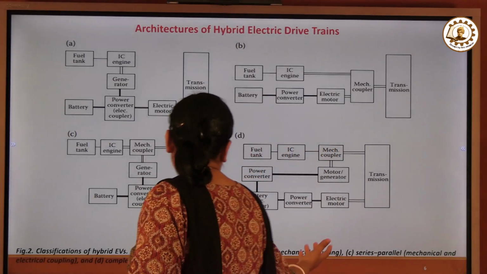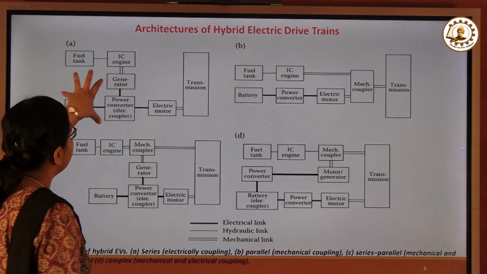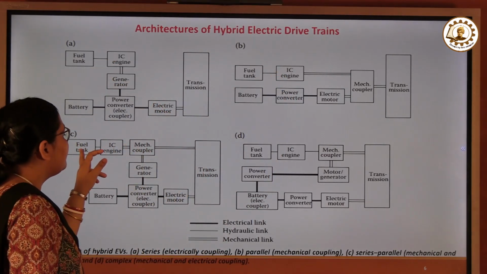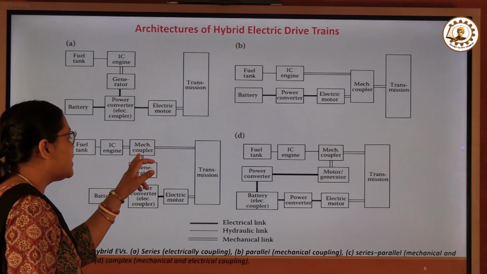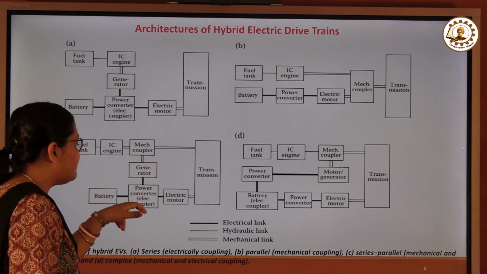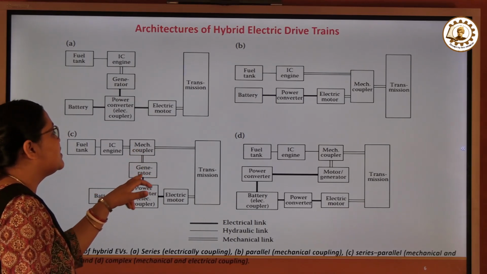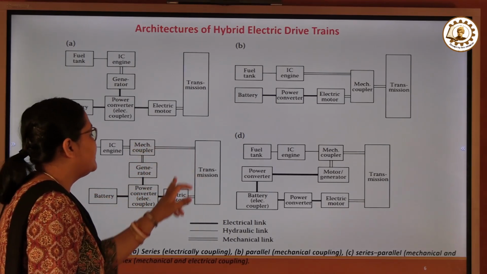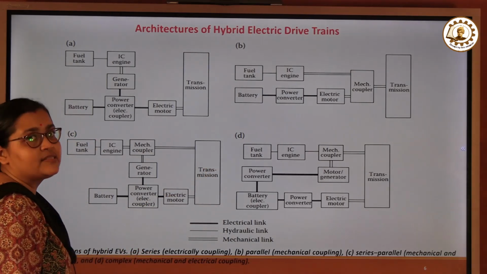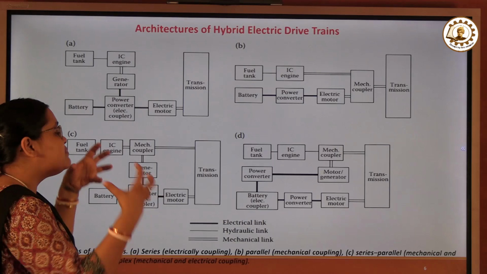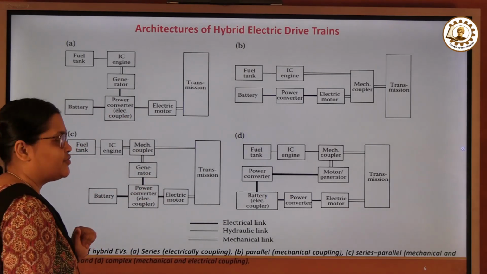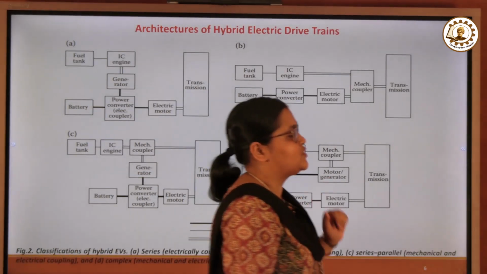Now the series parallel combination is nothing but figure A and figure B merged together to form figure C. So we have the fuel tank, IC engine, mechanical coupler, battery, power converter, electric motor, and this mechanical coupler and the power converter. In between, we have the generator, and this mechanical coupler and the electric motor, through the mechanical link, are connected to the transmission. So the series parallel combination merges the advantages of the series drivetrain as well as the parallel drivetrain. And now we have the complex combination.